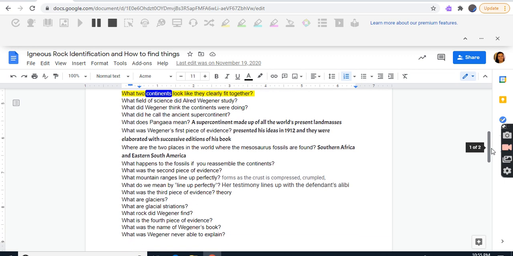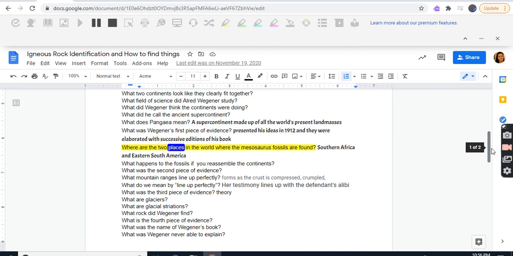What two continents look like they clearly fit together? What field of science did Alfred Wegener study? What did Wegener think the continents were doing? What did he call the ancient supercontinent? What does Pangea mean? A supercontinent made up of all the world's present land masses. What was Wegener's first piece of evidence? Presented his ideas in 1912 and they were elaborated with successive editions of his book.